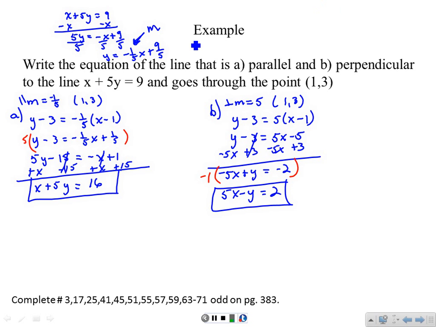Alright, so what I'd like you to do is attempt these problems on page 383. Bring them into class if you have any problems.